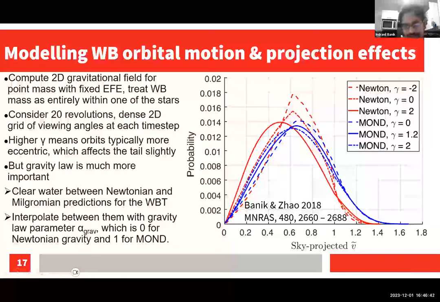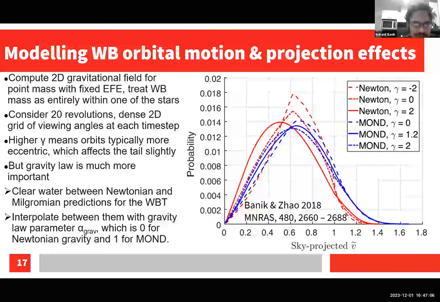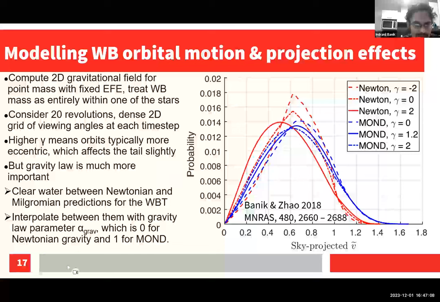The main reason is that if you had a very eccentric orbit, you could push slightly further out maybe, but it's very unlikely you would see a very eccentric orbit close to pericenter, which is where you need to be to have high V tilde. What we do in our analysis is interpolate between the Newtonian and MOND predictions using the parameter alpha grav, which we allow to be between -2 and +3.6. But importantly, the cases 0 and 1 are most important for us. 0 is Newtonian and 1 is Milgromian.